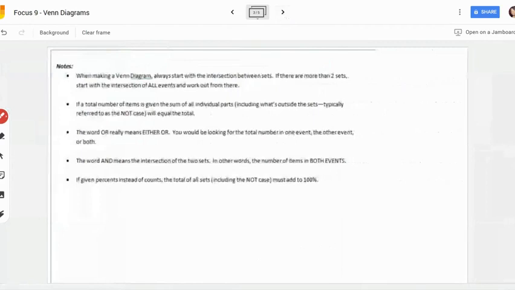Okay, so these are some notes, and we have to go over this because some of this is very important. When you make a Venn diagram, and this is probably the most important thing on the slide, you always start with the intersection between the sets. And what that means is anytime you have a number of people or things that fit into both categories, you should add that number into the middle, because that means it fits into both categories, and everything else can kind of fall apart from there, and it makes your life a lot easier.